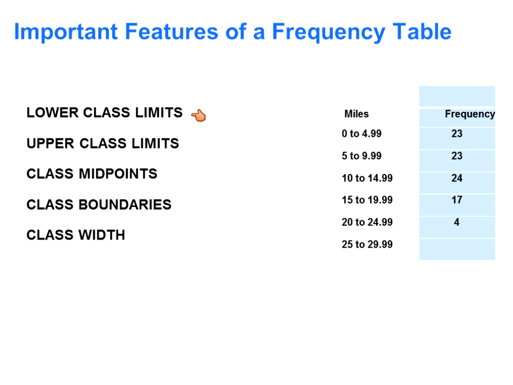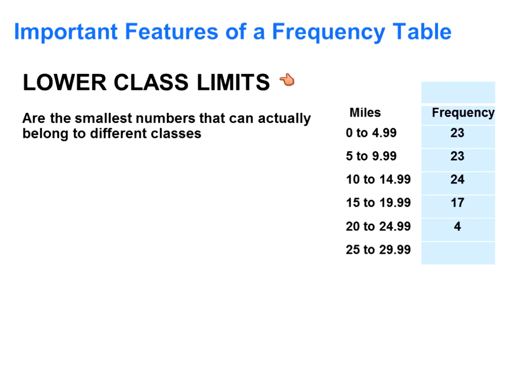This is the terminology, and we're going to go ahead and match these up to the different numbers. Lower class limits, upper class limits, class midpoints, class boundaries, and class widths. So we have our frequency table. The first thing I have for you is the lower class limit.